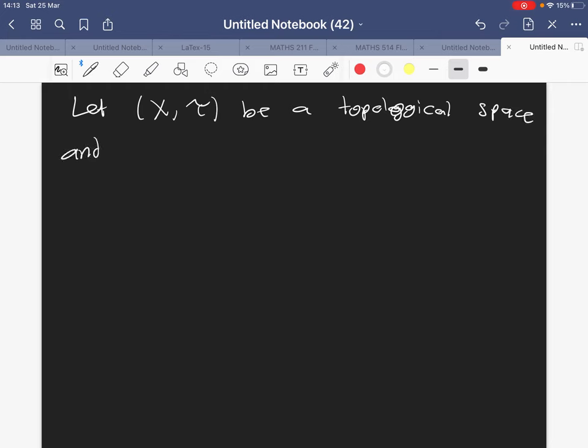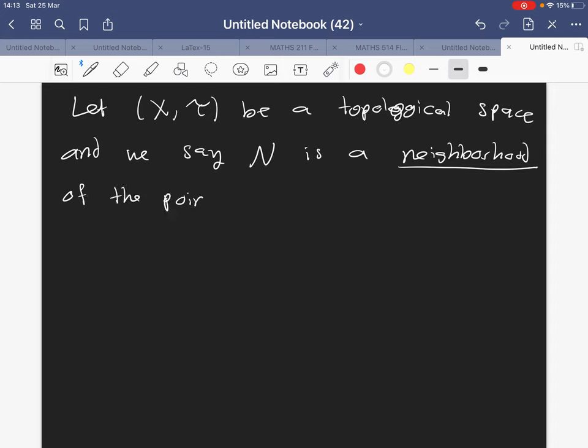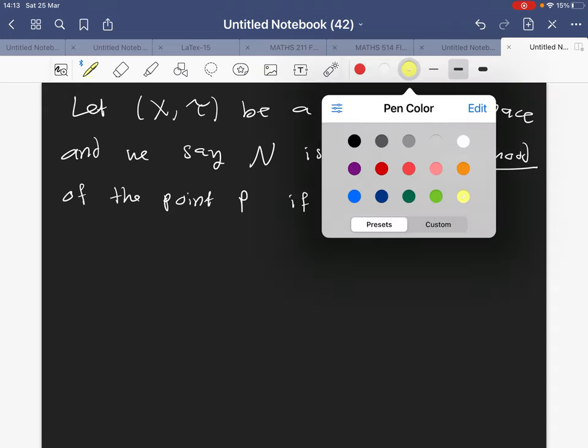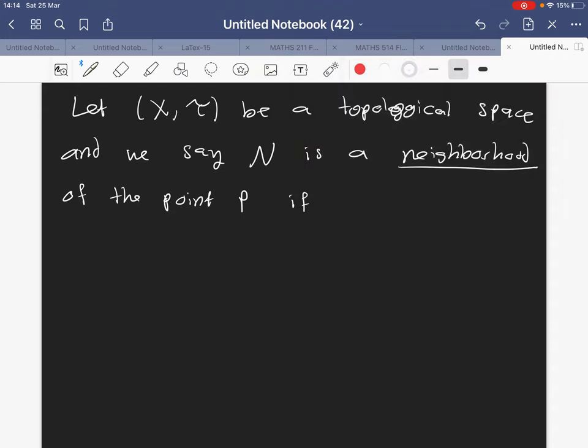And we will say N is a neighborhood of the point P if the following is correct. So we have the picture, we have set N, and inside it we have a point P.